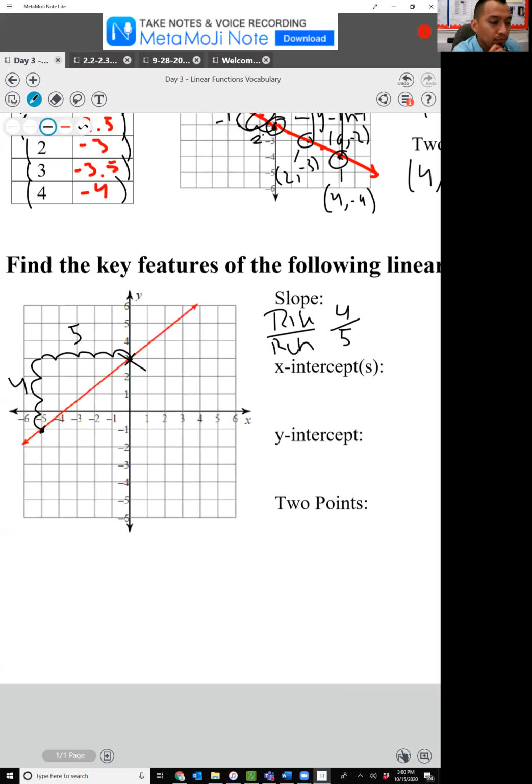Okay. My x-intercept is going to be that point right there. Notice that it's not exactly on it, so just estimate it. I'm going to say that it's -3.5. So that's going to be -3.5, 0. My y-intercept is right there.